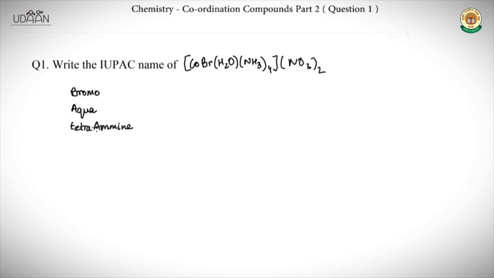Now in this case, you will have to see what is the first letter. We'll have to attach them alphabetically. So in this case, the first one is ammine. Second is aqua because it's AQ, and the third one will be bromo. So we will write it in this order.